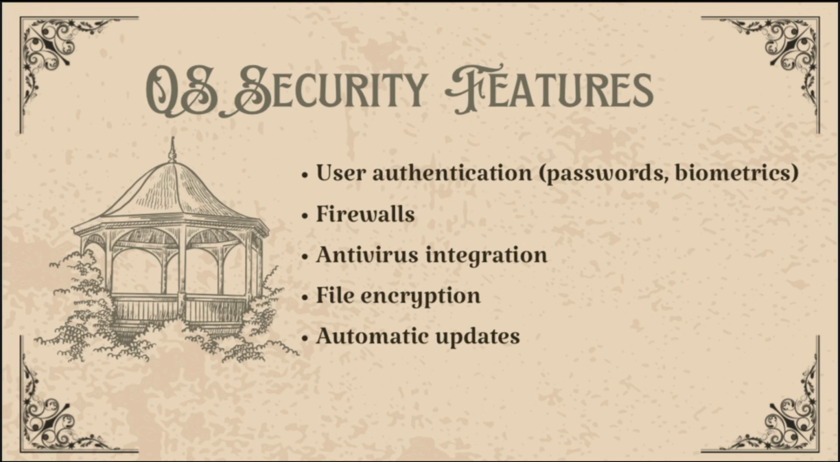And here are security features. Operating systems also keep the computer safe. They use passwords or fingerprints to stop others from entering. Firewalls block harmful traffic. They support antivirus software. Encryption protects files, and updates fix problems. For example, my phone uses a fingerprint to unlock, which is a security feature of the operating system.